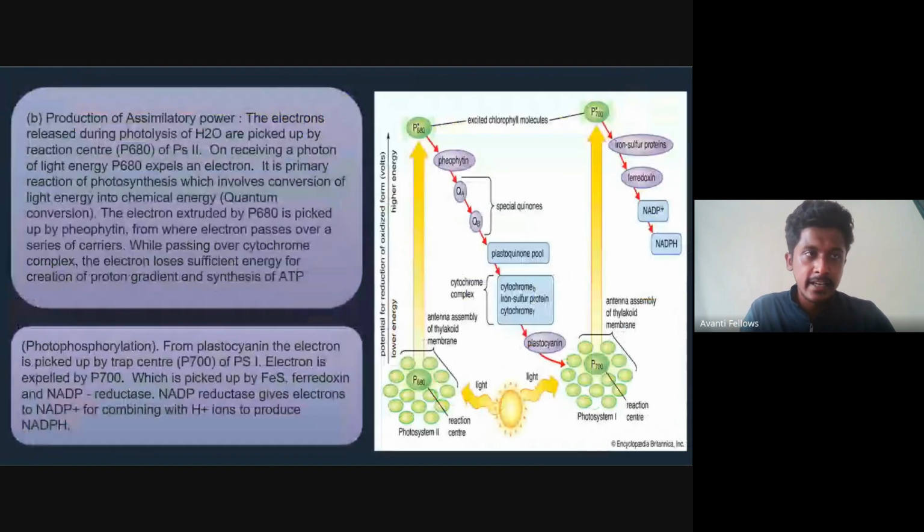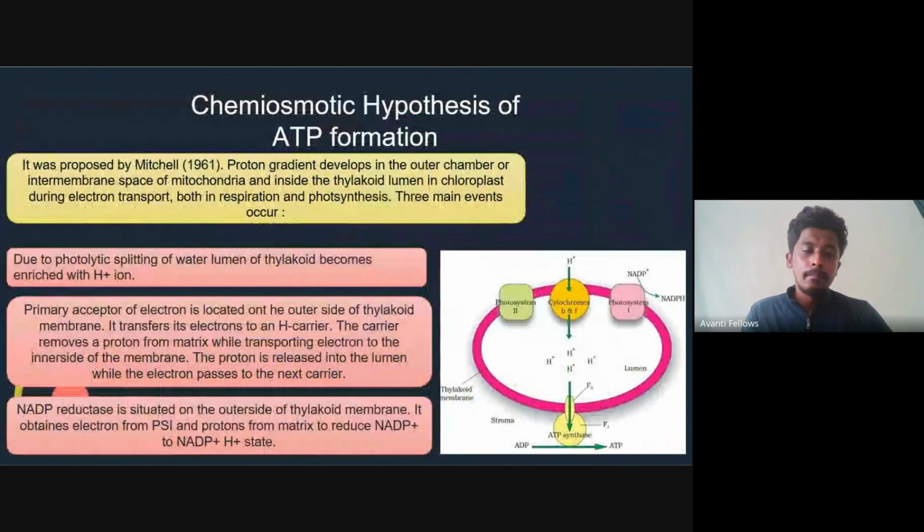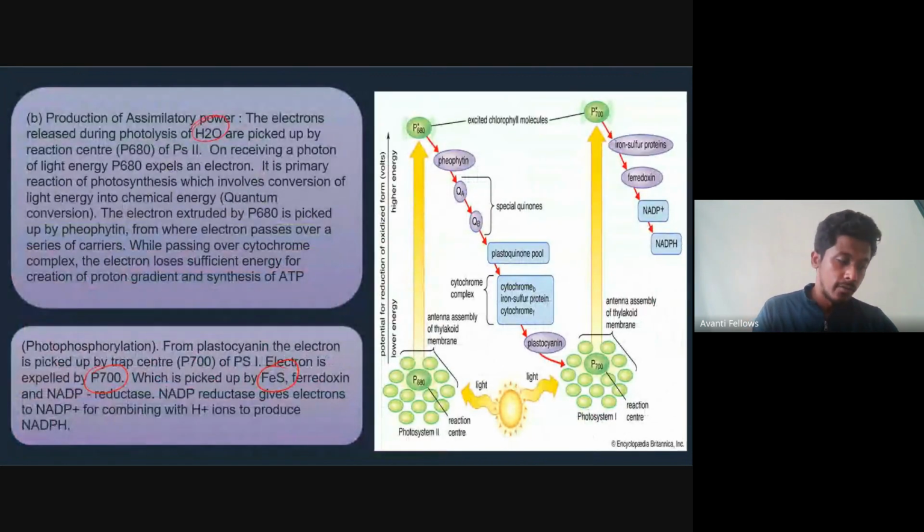Okay, next one. I told you that the photolysis of water gives you the electrons. But if you look at the photophosphorylation, the electrons are picked up and trapped within the P700, so these electrons are expelled by the P700 itself, and again picked up by the FeS when it comes to the cyclic photophosphorylation. So one process helps in production of NADPH, the other process helps in the production of ATP.